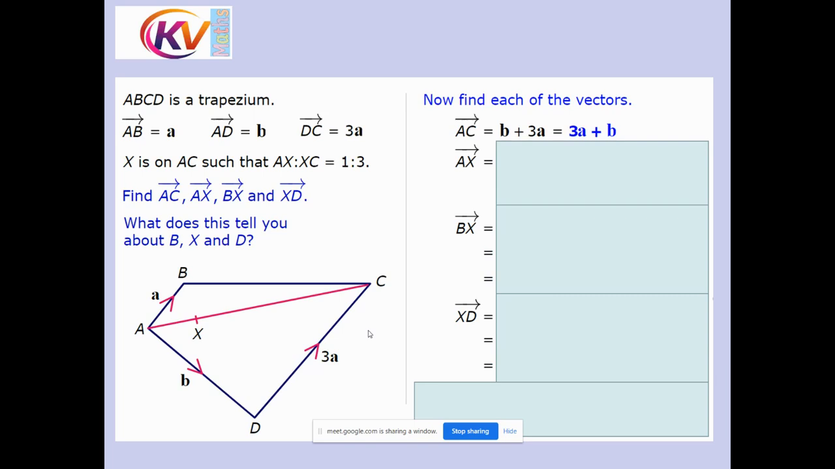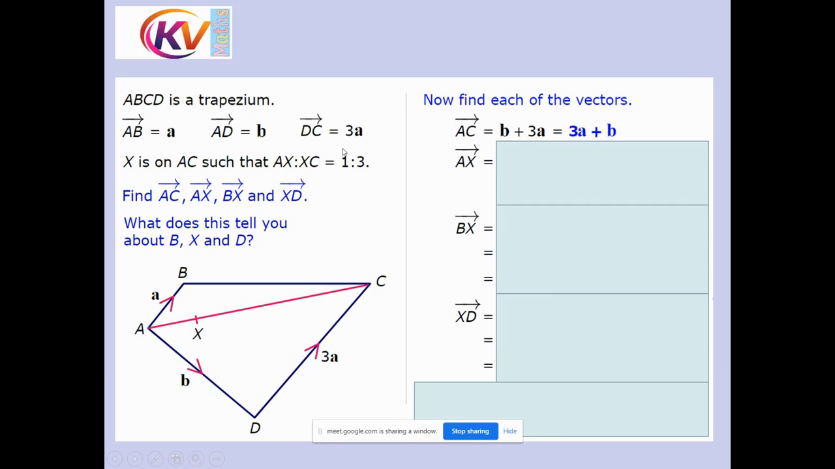Okay. Right, the next bit then I want you to think about is X is on the line AC such that this is one part along and this is 3 parts along. So how long is the whole line A to C? So how long is that whole line from A to C if you know this bit of information in the ratio?